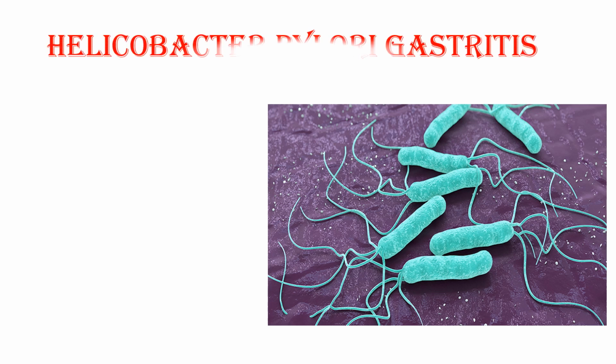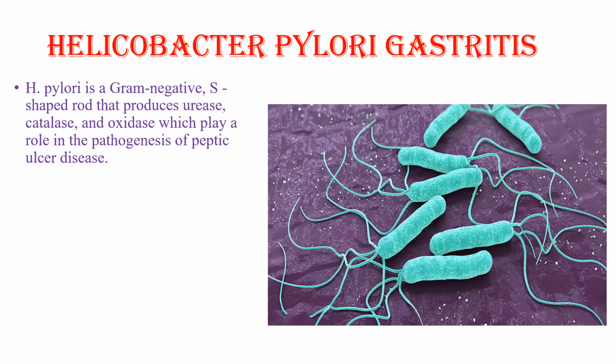Hello. Now I will discuss Helicobacter pylori infection, or Helicobacter pylori gastritis. H. pylori is a gram-negative S-shaped rod that produces urease, catalase, and oxidase, which play a role in the pathogenesis of peptic ulcer disease. The most likely mode of transmission of this bacteria is the fecal-oral or oral-oral route.